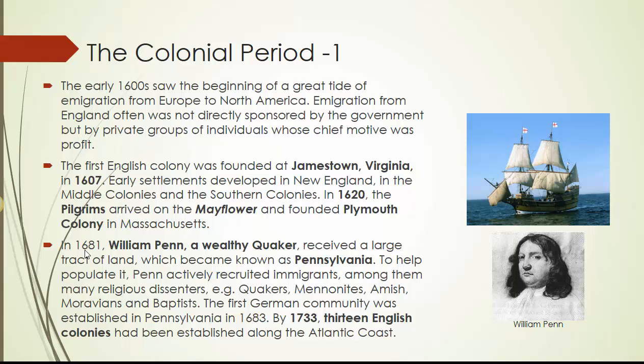In 1681, William Penn, a wealthy Quaker, received a large tract of land which became known as Pennsylvania. To help populate it, Penn actively recruited immigrants, among them many religious dissenters, that is, Quakers, Mennonites, Amish, Moravians, and Baptists. The first German community was established in Pennsylvania in 1683.